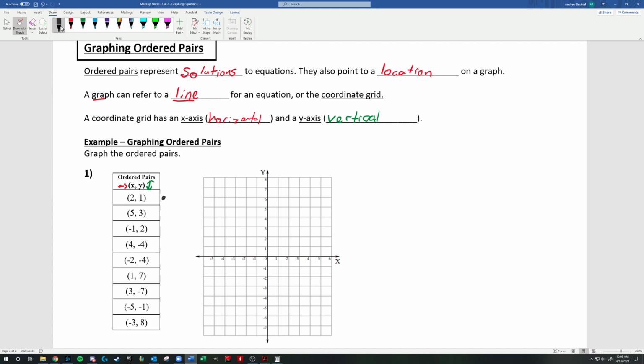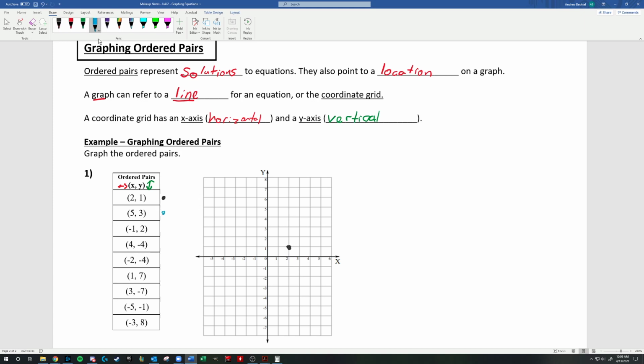I'm going to graph this one in black. The 2 is positive, so we're going to go to 2 on the x-axis. 1, 2. Then we look at the y-coordinate of 1. That tells us we're going to go up 1 on the y-axis. Again, this matches up with the 1 there. So this is our point for number 1, 2, 1.